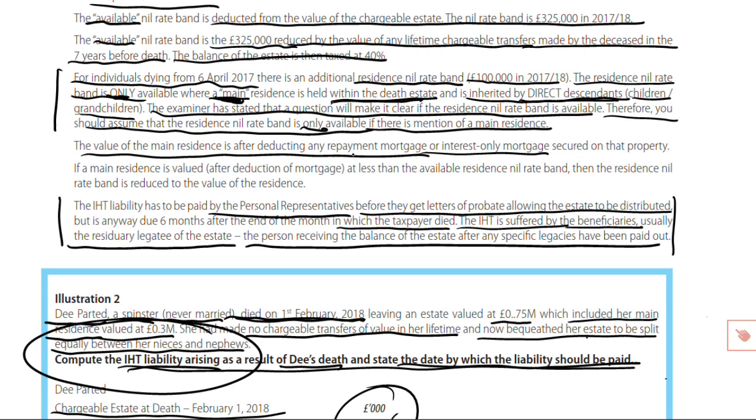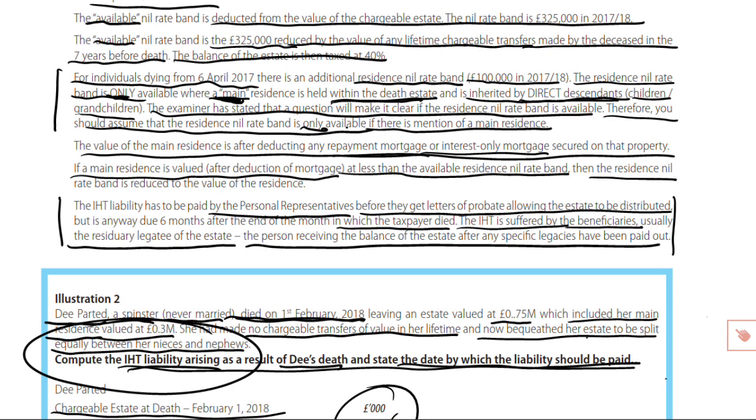Any such repayment or interest only mortgage secured on that property. If a main residence is valued after deduction of mortgage at less than the available residence nil rate band, so less than £100,000, then the residence nil rate band is reduced to the value of the residence. It's only applicable to the residence. It doesn't go against any other assets. So if the net value of that main residence to include within your chargeable estate at death is less than 100,000, then your residence nil rate band will fully cover that and we're restricted to that figure.